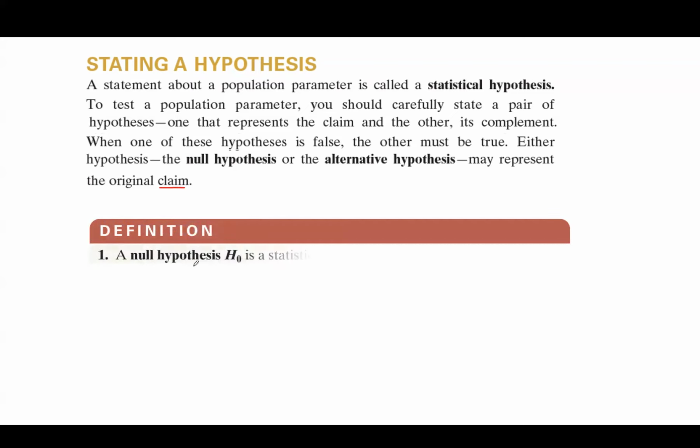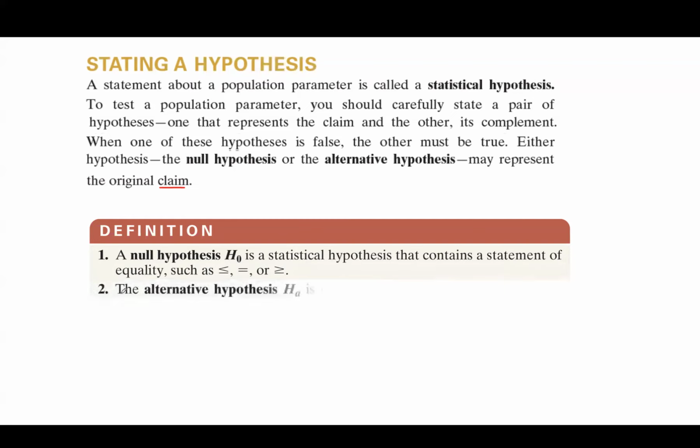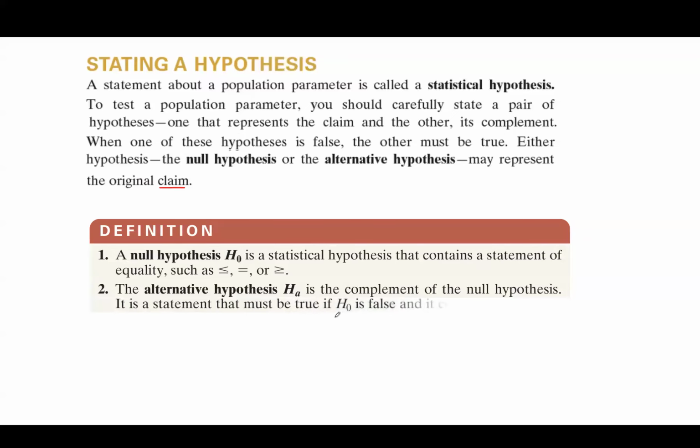Definition: a null hypothesis, which is denoted by H sub 0, is a statistical hypothesis that contains a statement of equality, such as less than or equal to, more than or equal to. The alternative hypothesis, which is denoted by H sub A, is the complement of the null hypothesis. It's a statement that must be true if null is false. It contains a statement of strict inequality, such as more than, not equal to, less than.